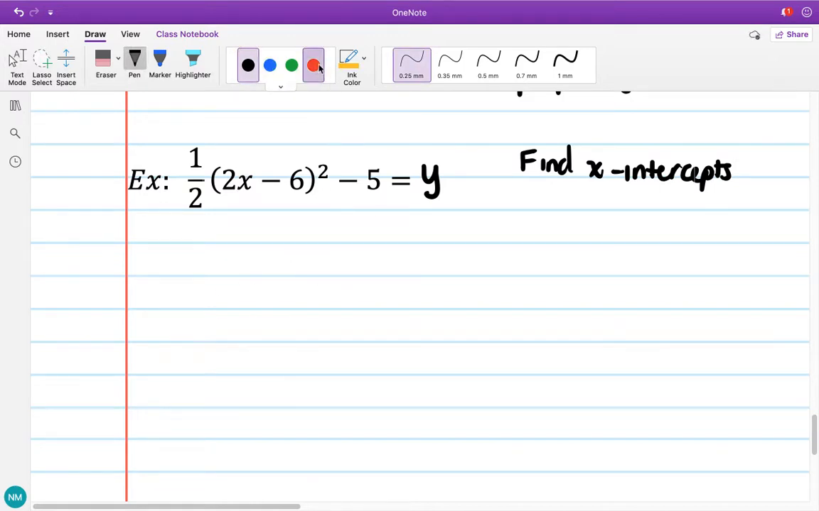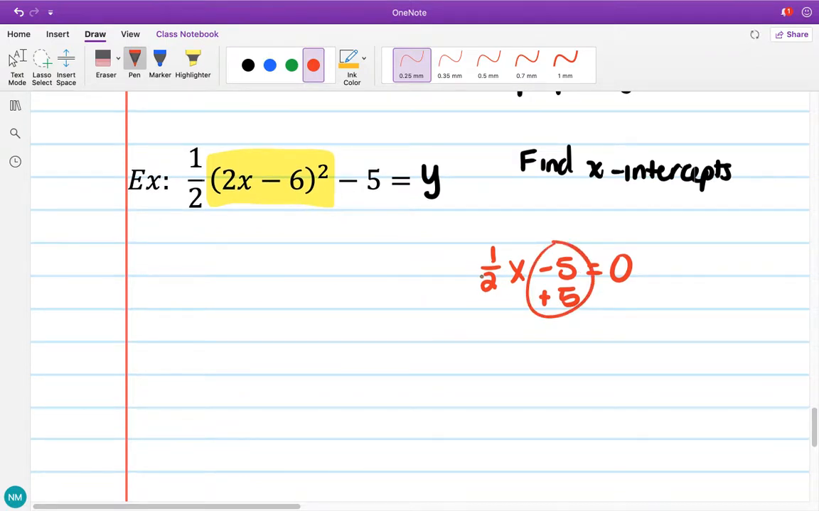Okay. So we need to isolate what? What are we isolating? This whole thing that's being squared. So that means this and this need to go away. But just like if I had something like 1/2 x minus 5 equals whatever, I'm going to add the 5 first and then multiply by 2. So it's really important that we understand our order of operations here. But first we want to turn this y into a 0, because when we're finding the x-intercepts, y equals 0.